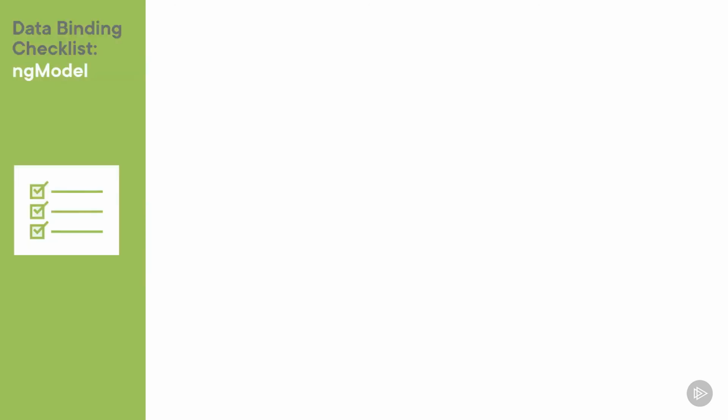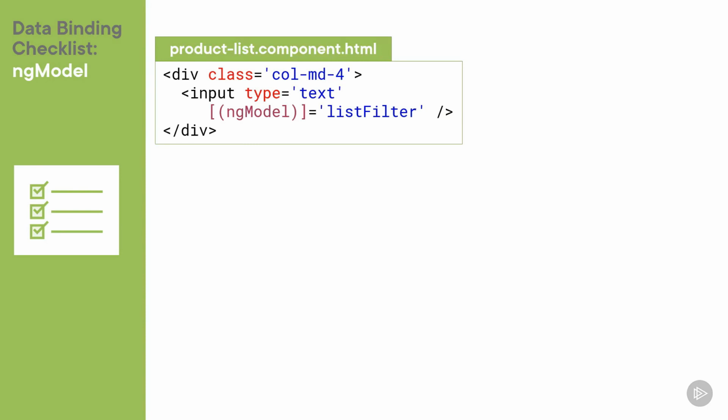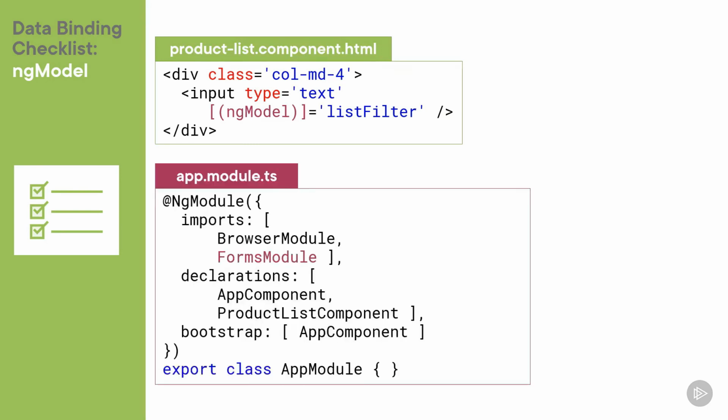Here are some things to remember when using ngModel. Define ngModel within the banana in a box for two-way binding. Be sure to add Forms module from the Angular Forms package to the imports array of an appropriate Angular module, in this case, app module. This ensures that the ngModel directive is available to any template defined in a component associated with that module. We'll talk more about Angular modules later in this course.